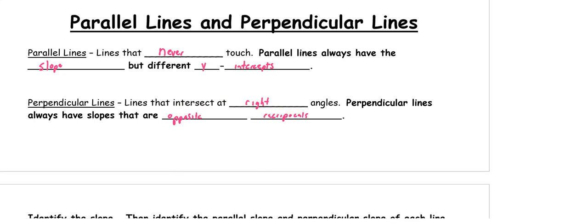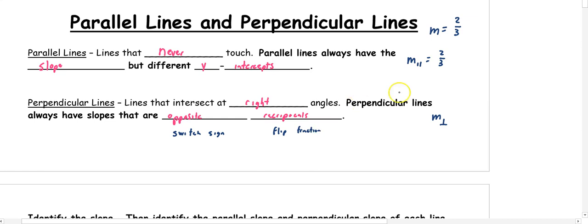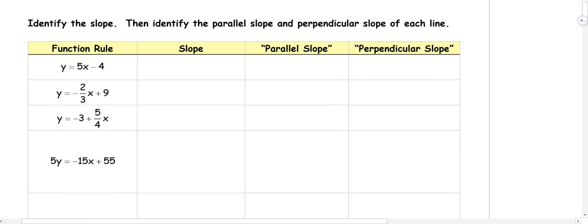So let's look at an example real fast before we move on to our chart. So let's say, for example, that our slope was 2/3. So if we're going to have a parallel line, our parallel slope is going to be the same, 2/3. Our perpendicular slope is the opposite reciprocal. So the opposite means that we switch the sign, and reciprocal means we flip the fraction. So it was positive, which means my slope is now negative, and then I flip my fraction, so it now becomes 3 over 2. So let's try some more slopes of parallel and perpendicular lines.